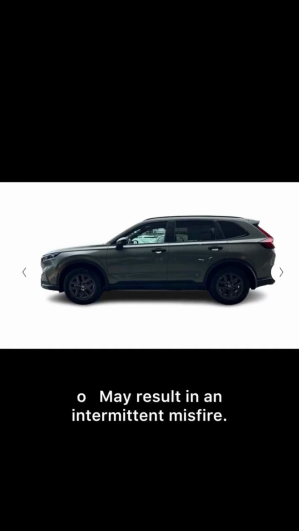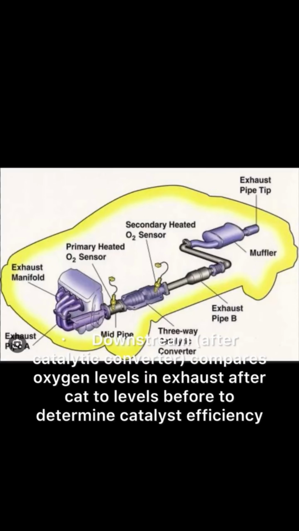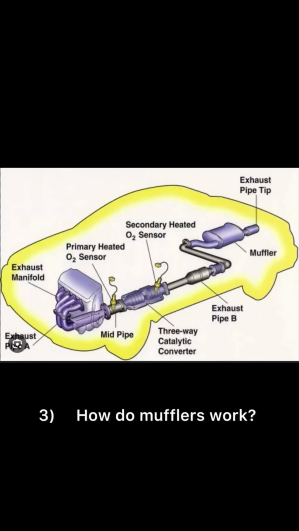Upstream, before catalytic converter, detects oxygen levels in exhaust. ECU uses this value to set air-fuel mixture. Downstream, after catalytic converter, compares oxygen levels in exhaust after CAT to levels before to determine catalyst efficiency. 3. How do mufflers work?